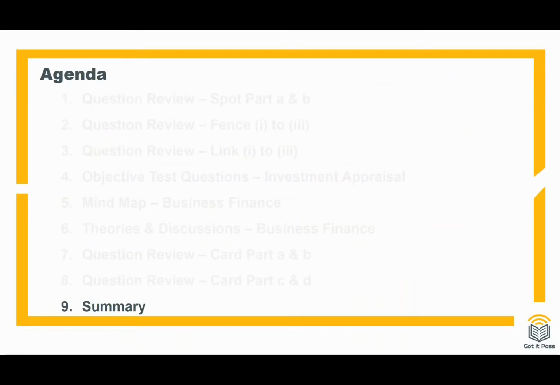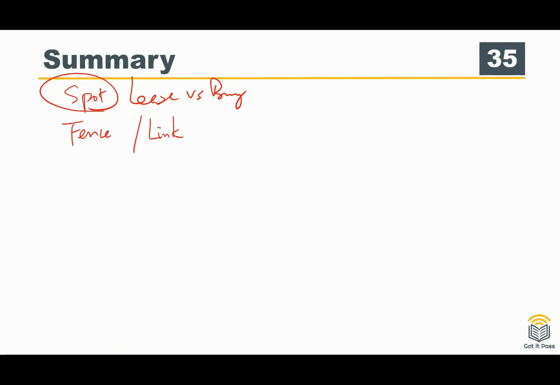Okay, here is summary time. We are covering two topics. One is the investment appraisal. The other one is business finance. We review Sports. The question Sports is about the lease versus buy options in the NPV calculation or in the investment appraisal. And also we go through two scenario-based objective test questions, which are Fence and Link.